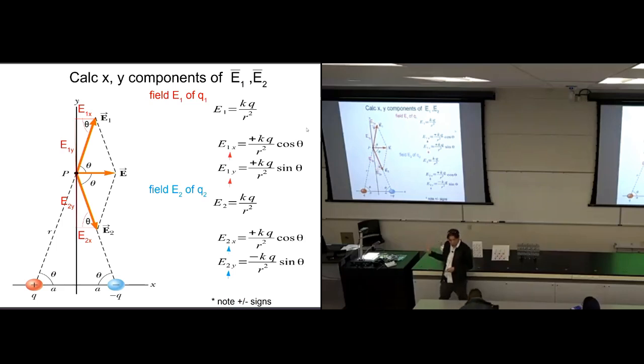To add these 2 vectors, to add E1 and E2, what we're going to do is break them down into horizontal and vertical components, X and Y components. And then once we've got E1 in X and Y components and E2 in X and Y components, we can add those two vectors together very straightforwardly like numbers. So that's basically the plan. We did this in the last class. Okay, so that's the basic idea.